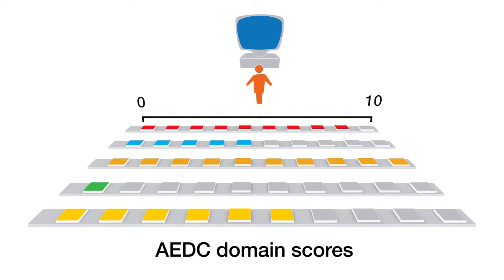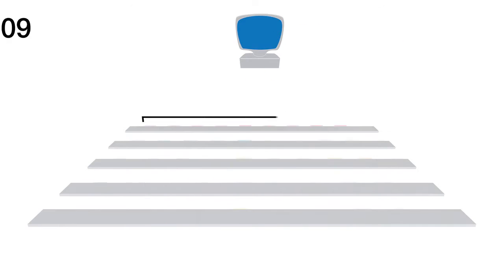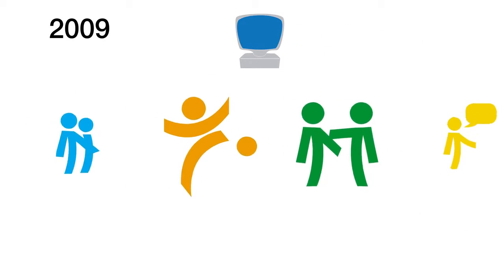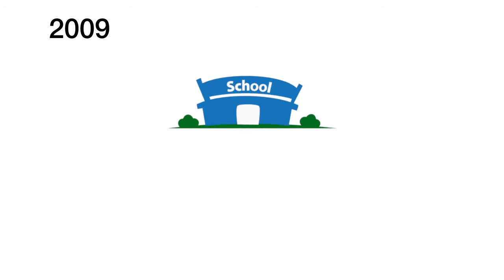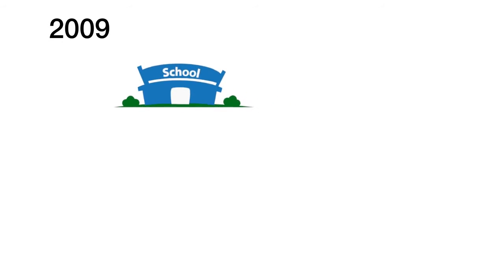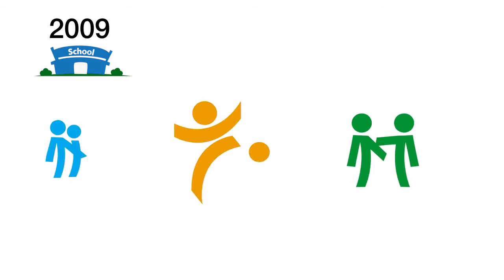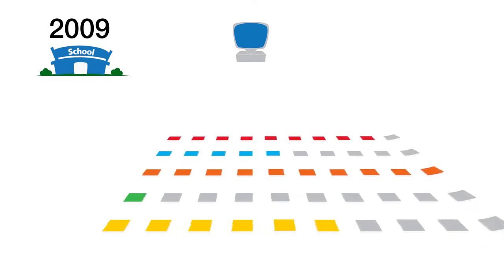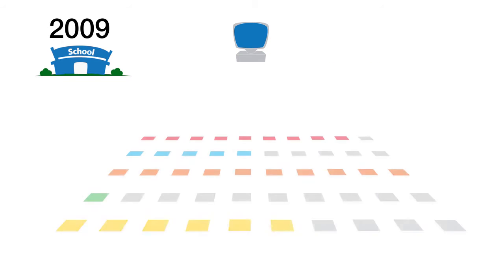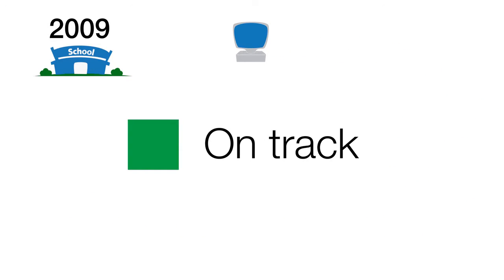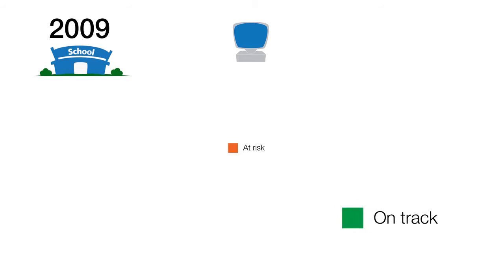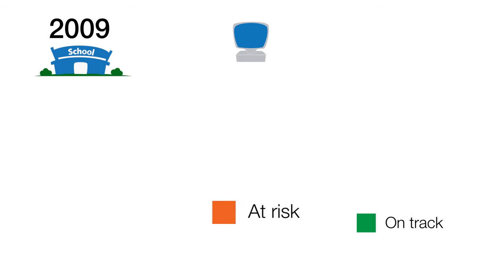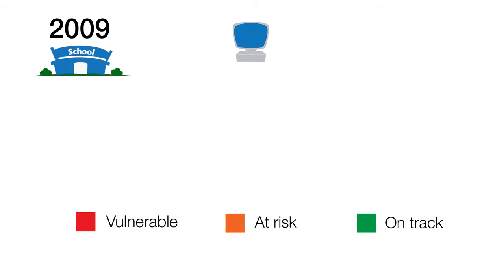During the first national AEDC data collection in 2009, the domain scores were explored for all children in their first year of full-time school for each of the 5 developmental domains. Looking at the communication skills and general knowledge domain as an example, based on the domain scores, children were classified into one of 3 groups: on track, developmentally at risk, developmentally vulnerable.